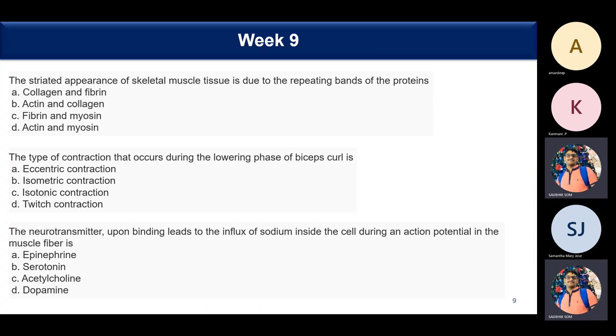So the striated appearance in the skeletal muscle is due to repeating bands of proteins. One has it like this, and draw the muscle like this, another as this. You have seen them in the video, correct? NPTEL. Right? What is this? Is it the actin? Is it the myosin? So the repeating bands of protein, of course, is due to actin and myosin.